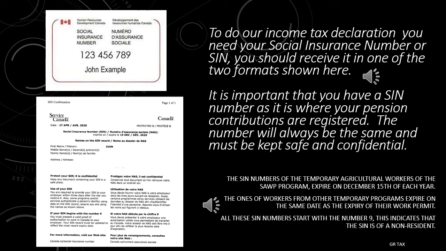The SIN numbers of the temporary agricultural workers of the SAWP program expire on December 15th of each year. The ones of workers from other temporary programs expire on the same date as the expiry on their work permit. All the SIN numbers start with the number 9. This indicates that the SIN is of a non-resident.